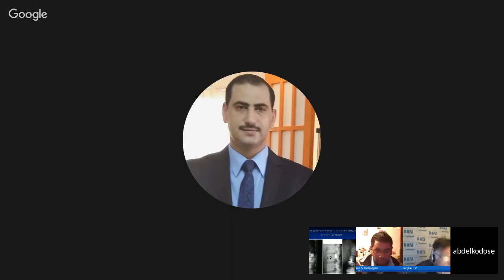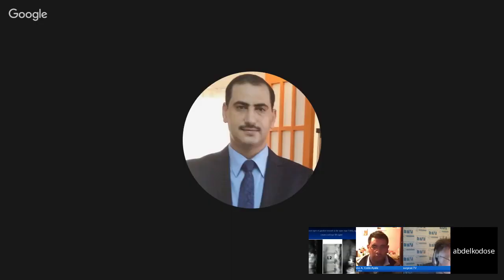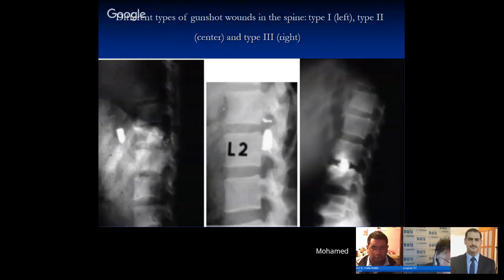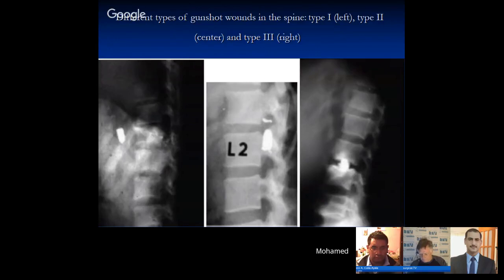Different types of gunshot wound in the spine. This is the first one. This is transfixing, which is the most common type. The middle one is in the spinal canal. The third one is the intervertebral disc.